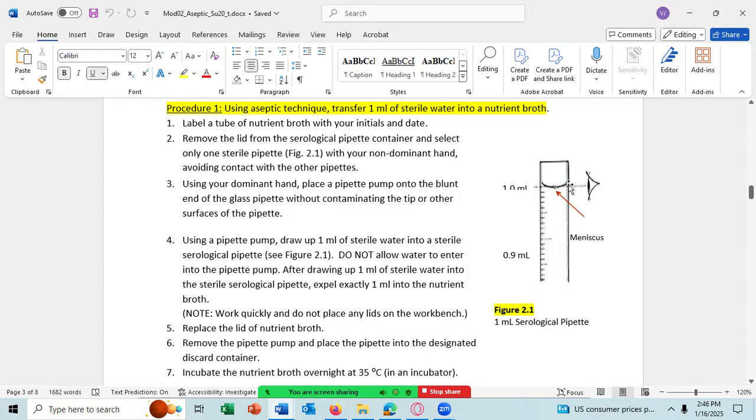What you need to do when you're reading a meniscus is read it from the bottom of the meniscus. You do not read it from the top of the meniscus. You don't read it in between the bottom and the top, meaning the average of the meniscus. You read it from the bottom, and that would be 1 milliliter.